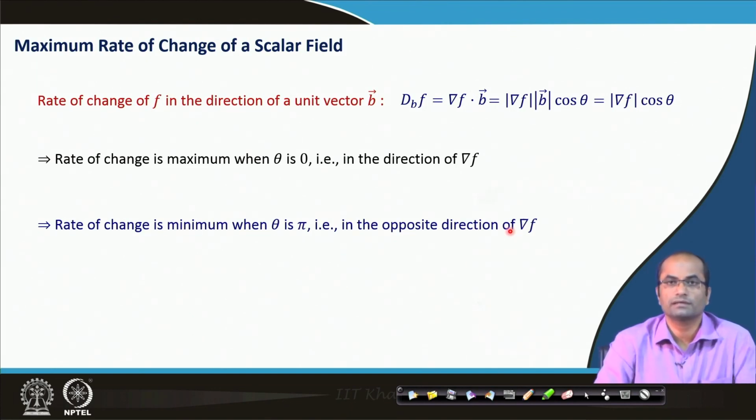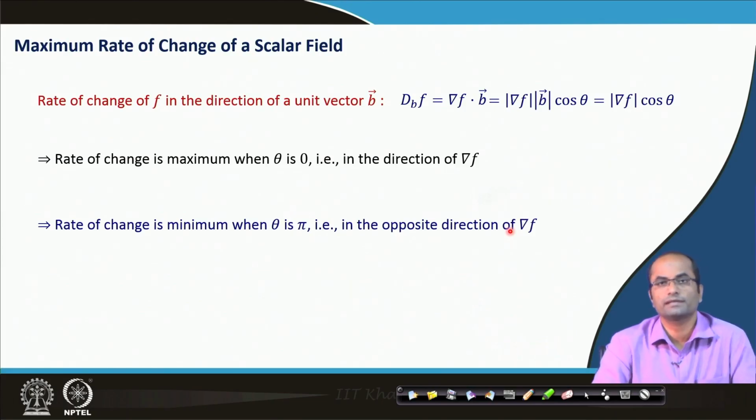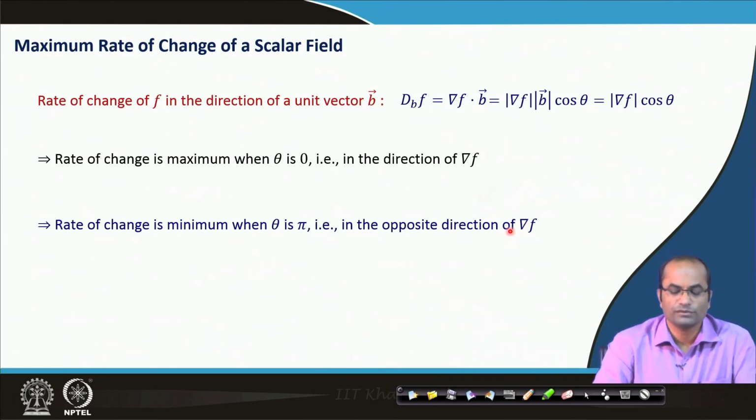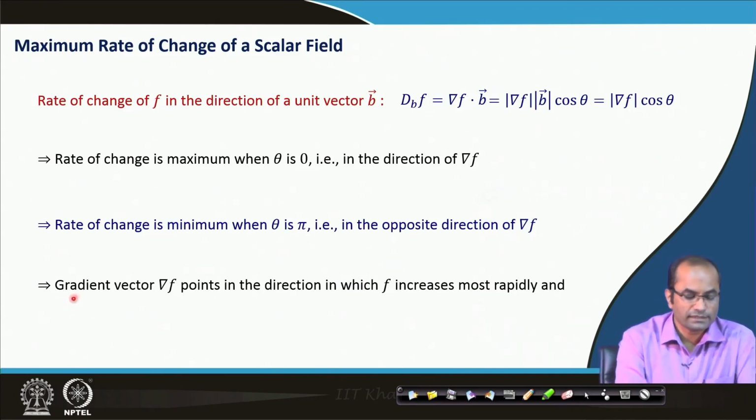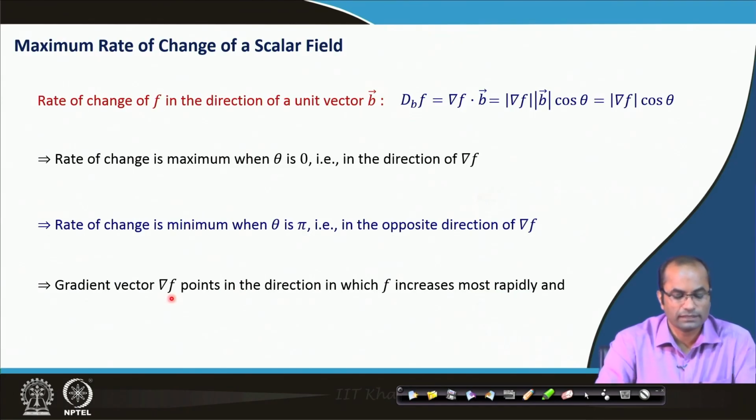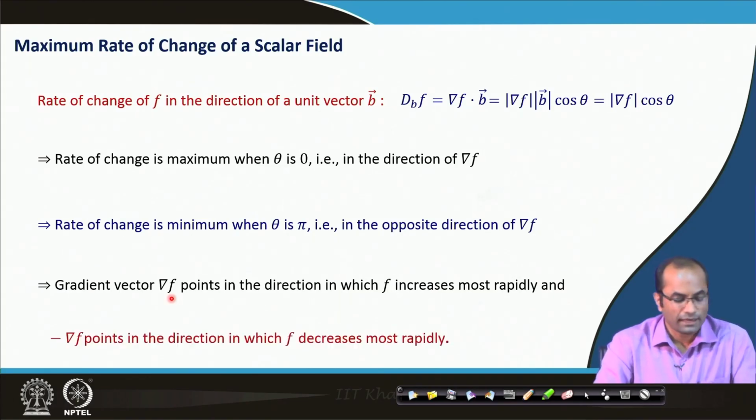In one direction the rate of change is maximum, that is the direction of the gradient f, and there is another direction where the rate of change is minimum, which is just opposite to the del f. So, again to summarize, the gradient vector del f points in the direction in which f increases most rapidly, and the minus del f points in the direction in which f decreases most rapidly.